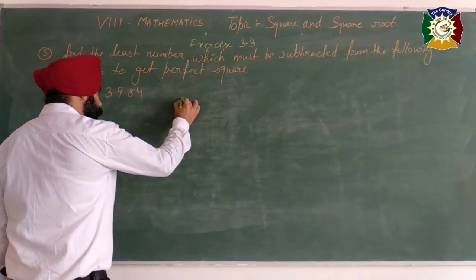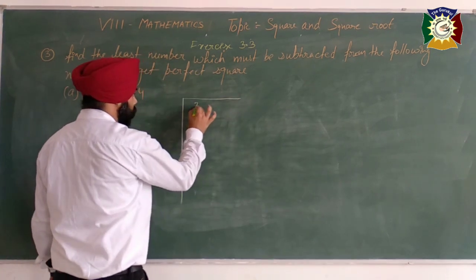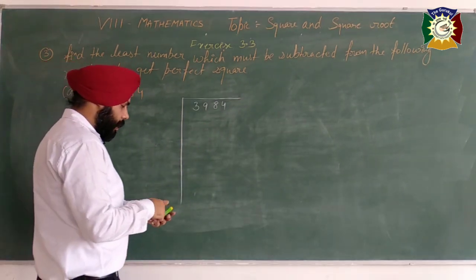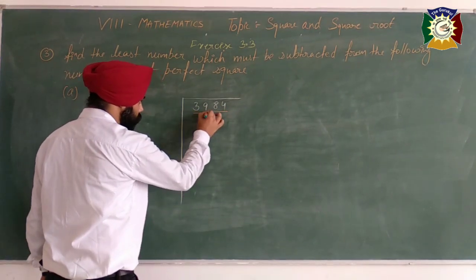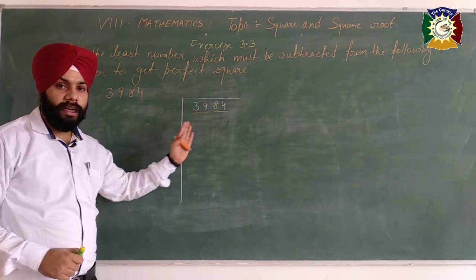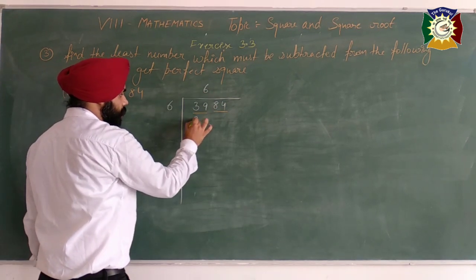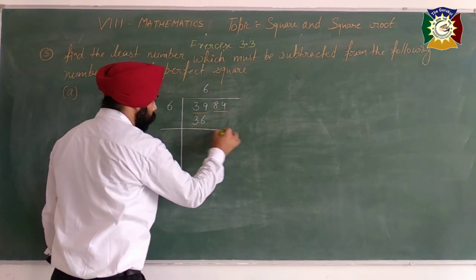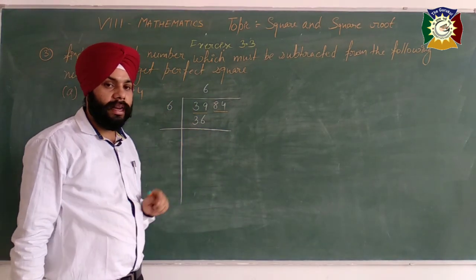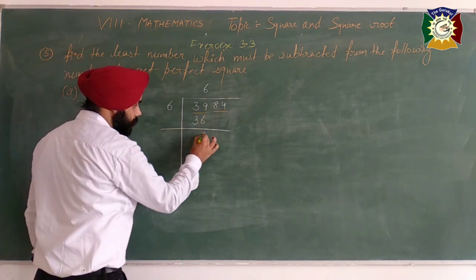Write down this number under division, 3984, and start to make pairs from the right. This one pair, this two pair. So from this we easily understand which number we will take here. That is 6, 6 sixes are 36. Because if we take 7, or multiply with 7, it becomes greater than 39, so we never take it. Now subtract, 39 minus 36, that is 3.